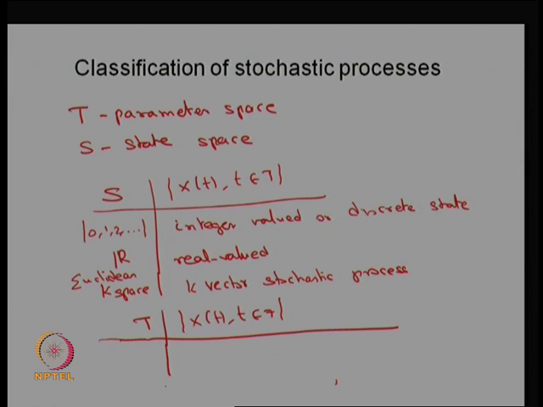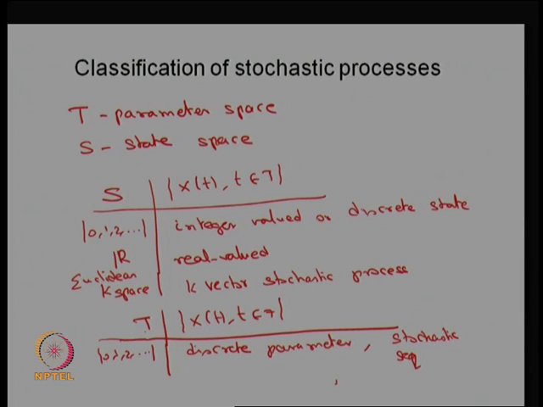That means if it is going to take the value countably finite or countably infinite, or it is going to take only the integer values, then we say it is a discrete parameter stochastic process. There is another name, it is called the stochastic sequence also.